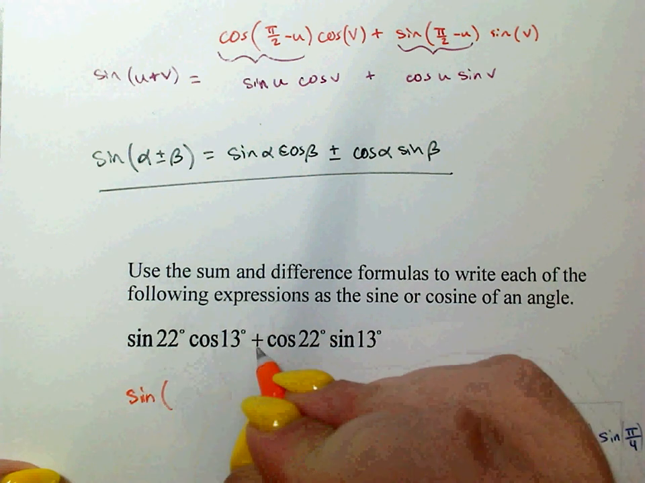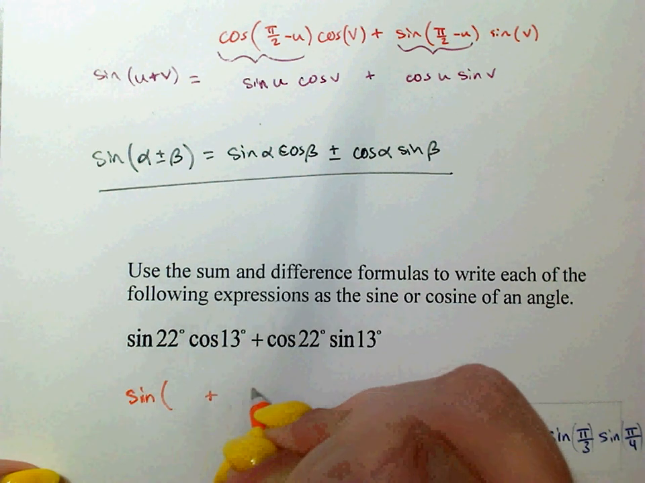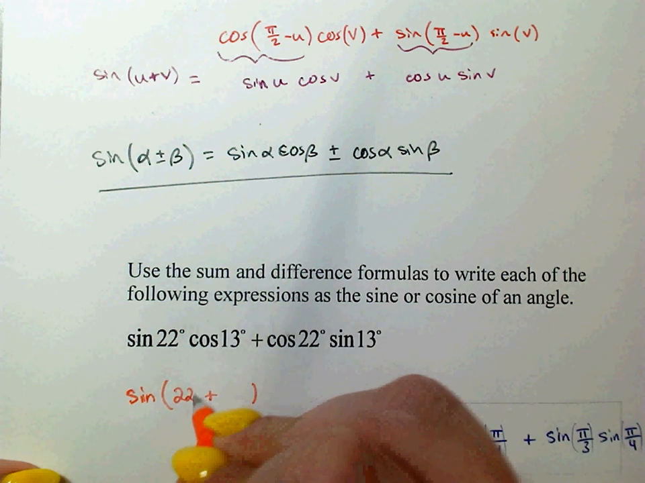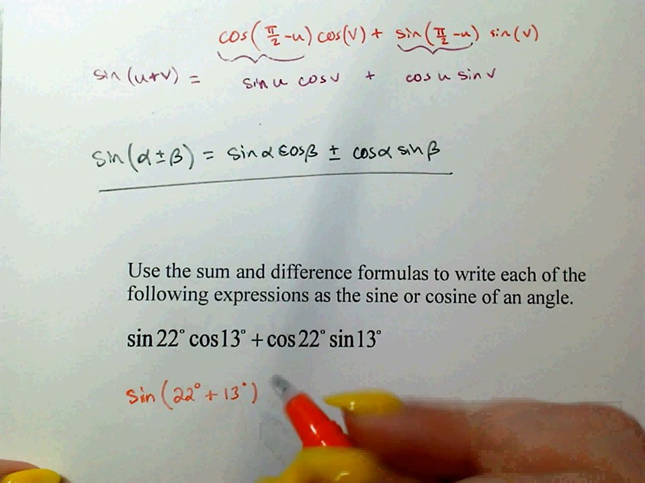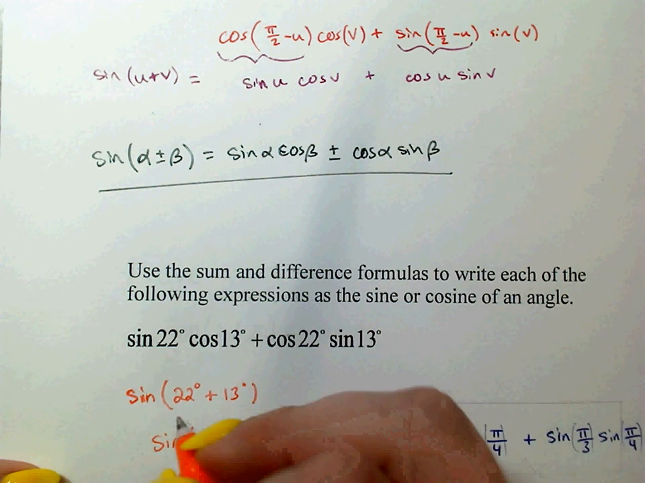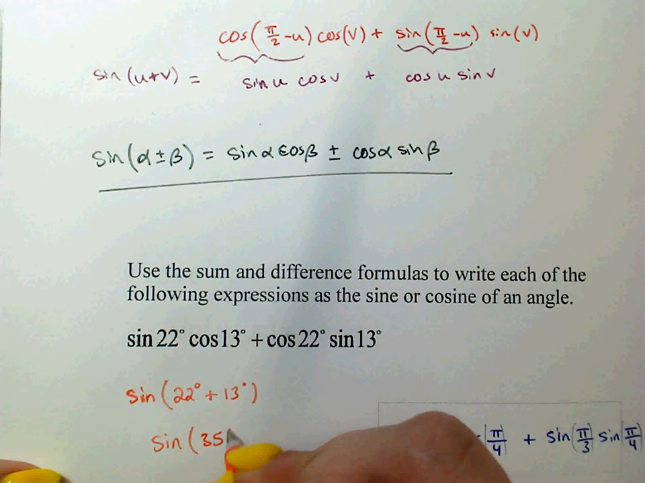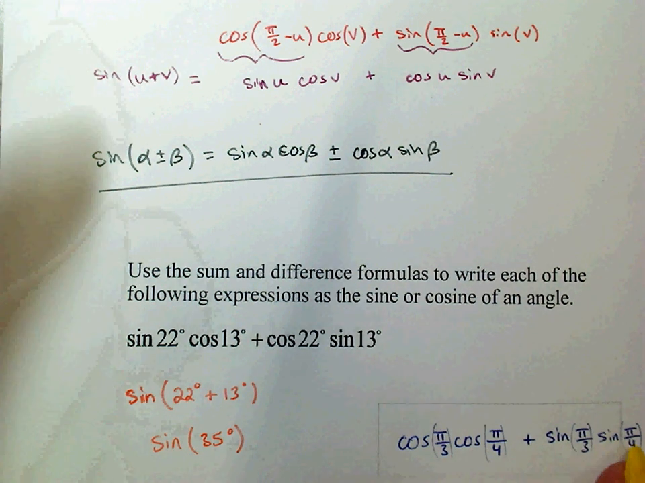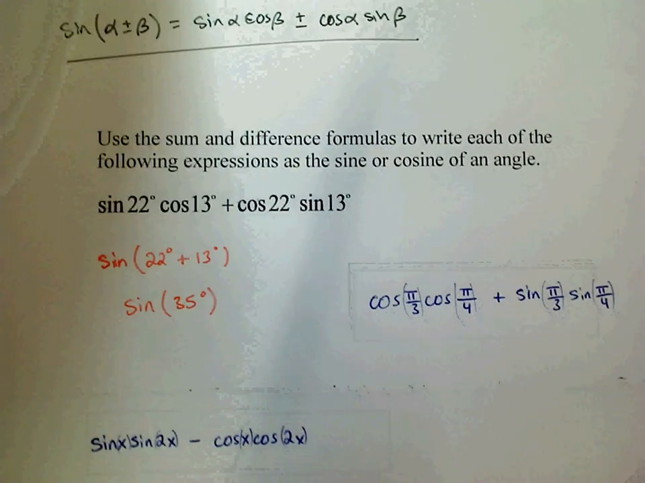It's plus in the middle, and sine stays the same, so it's plus right here. And then my two angles, my alpha and my beta, are 22 degrees and 13 degrees, which means it's really sine of 35 degrees. And that's all we do with it. We just write what it's equivalent to.